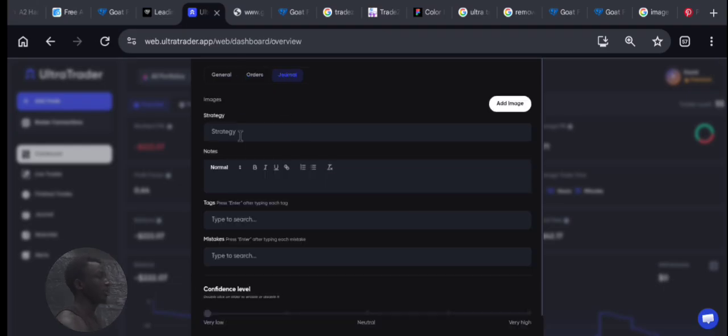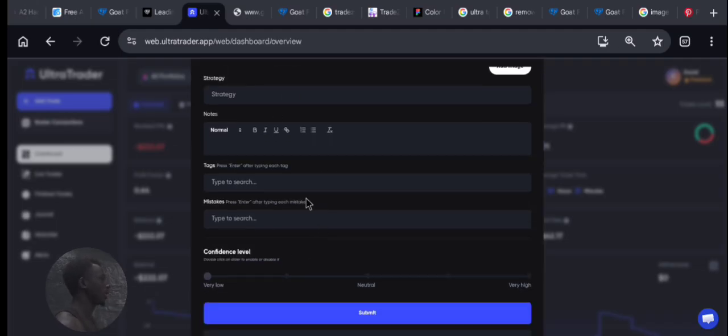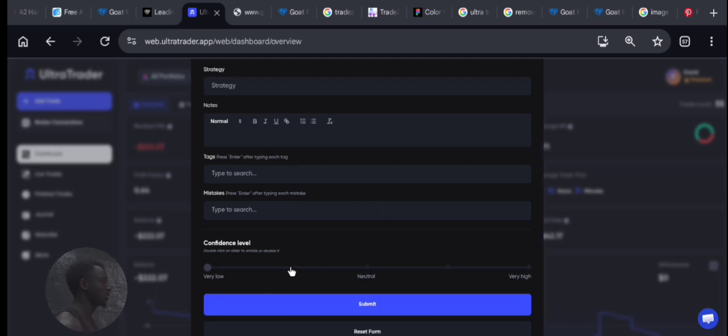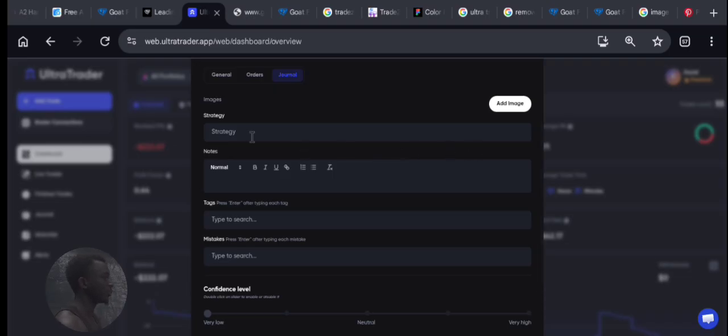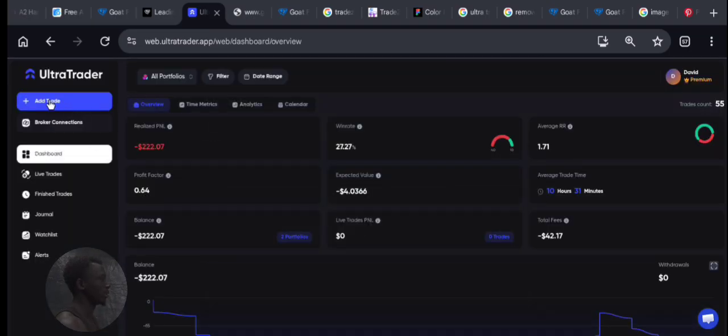And also you can add the kind of strategy you use to take the trade, the notes. We have notes and maybe tags and mistakes, and you can add mistakes maybe after you've closed the trades. And also you can choose your confidence level. You have from very low to neutral to very high, then you can submit. So guys, that's it for this menu, add trade menu.